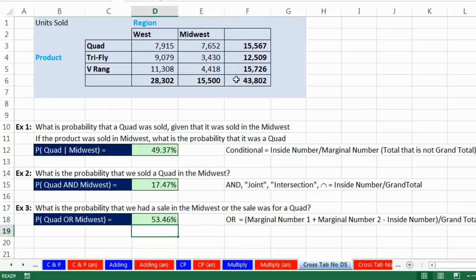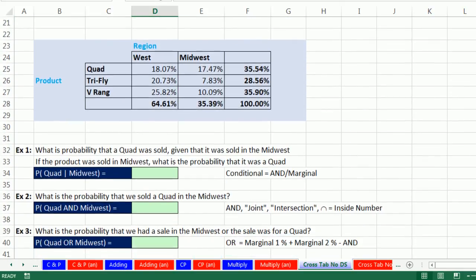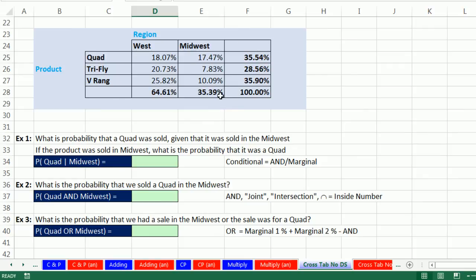Now, this is crosstab with a frequency distribution. That means count. What if we're given our joint probability table? That means every percentage is calculated off of the grand total. So our question is, what's the probability of quad given that it was in the Midwest? Remember, we say equals the and divided by the marginal. We have percentages here, but this is the same formula we did just above with the actual straight count. And enter, 49.37%. Now, what is the probability that we sold a quad in the Midwest? This is that and. It's already done for us. This is the joint probability table equals, there it is, enter.